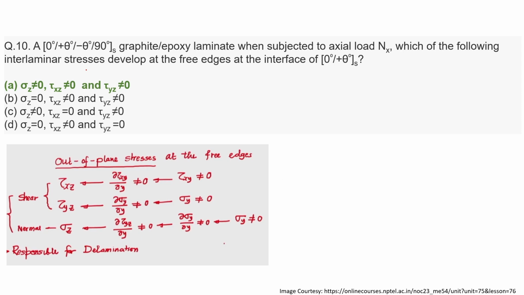So those are all non-zero. Because of that, we will get all the interlaminar stresses, that is tau xz, tau yz and sigma z, and they will not be equal to 0. As it is a mixed laminate, you will get the value of all of them as non-zero. So option A is the answer.